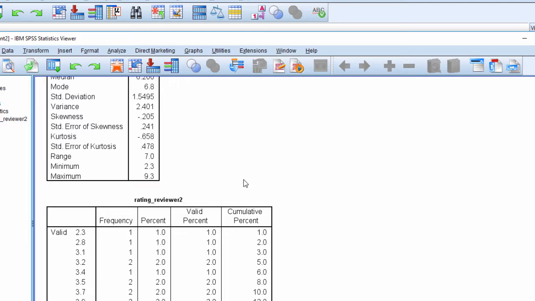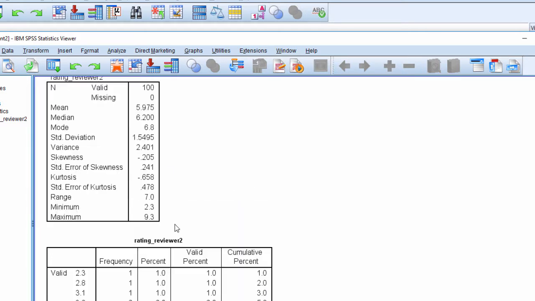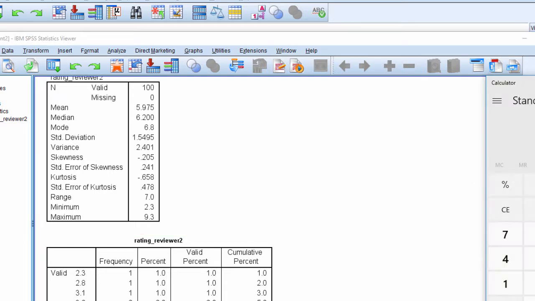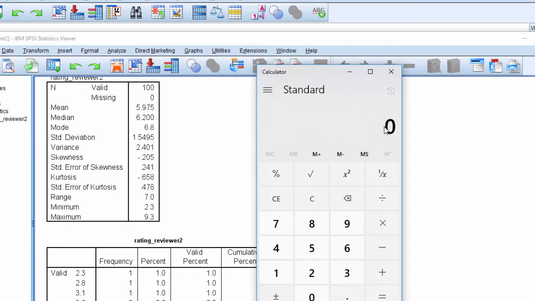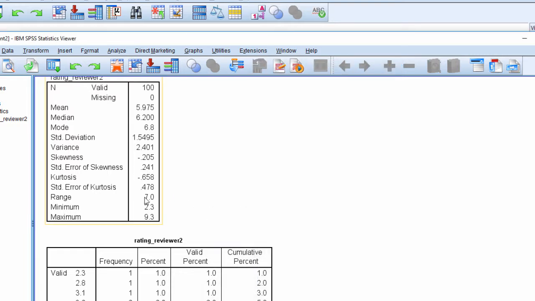So a pretty good range there, something you'd expect from a random sample of movies with 100 movies in the sample. So I actually think this probably is pretty close to a fairly random selection of movies based on the range. This second range that SPSS reports is simply the highest minus the lowest. So we have here 9.3 minus 2.3, and we get a value of 7. And that's how SPSS calculates the range, which is how you would calculate it, but not how I would prefer to report it.